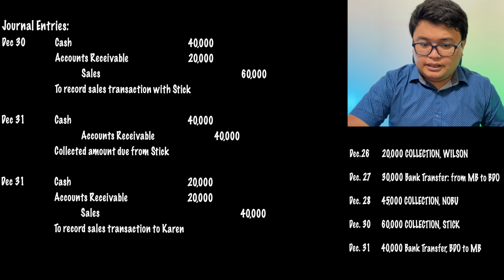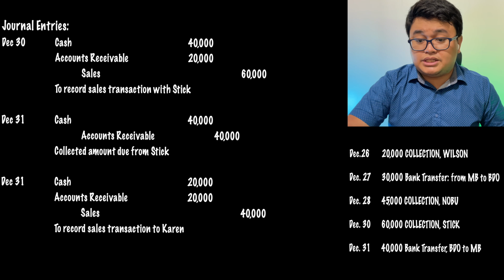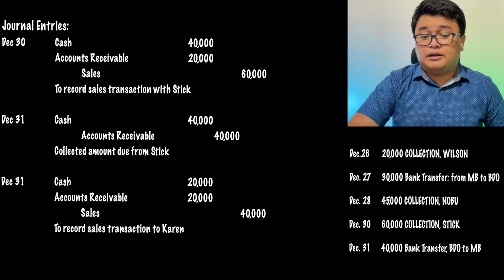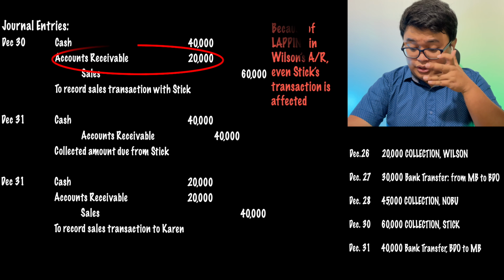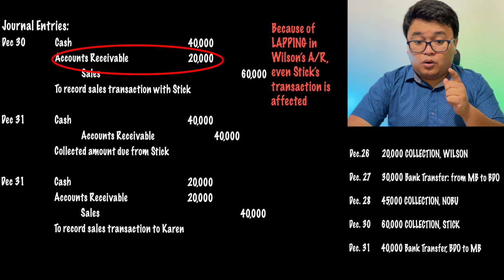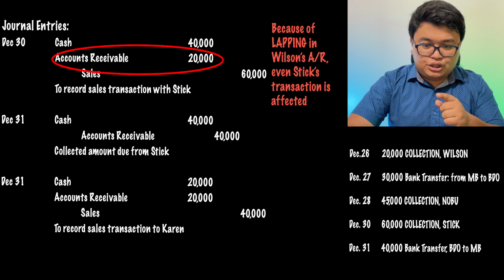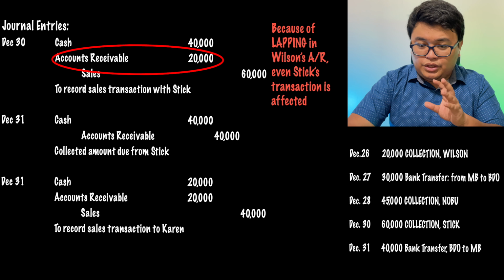On December 30, we recorded the sales transaction with Stick. So this further proves that there may be lapping, right? Because if you go back to our correct transactions, it should be that the whole transaction for Stick should be collected as cash already. There's no need for an AR there.